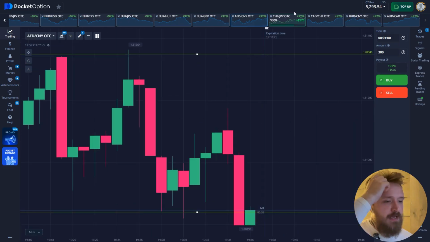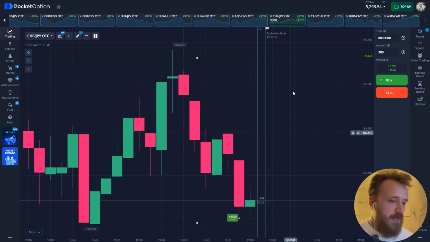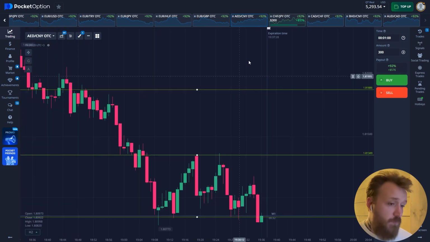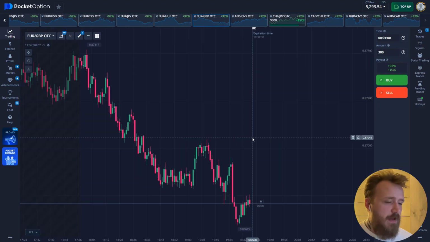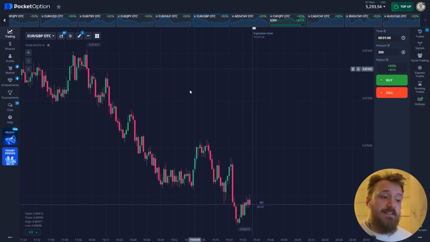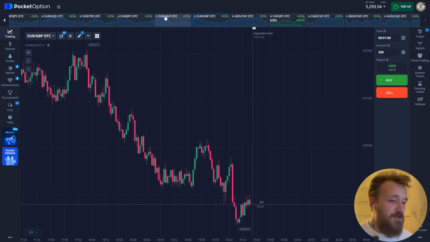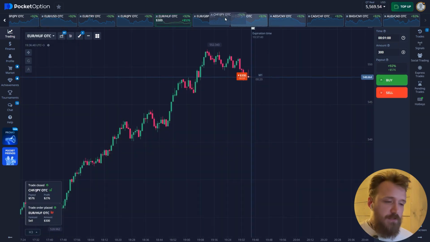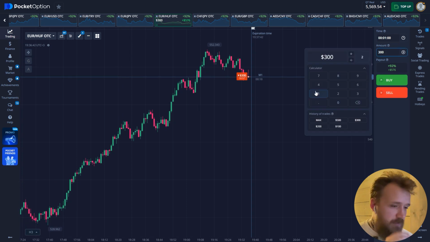Next setup. Everything looks good here for now. We can move on. Let's look at, we already worked here, euro to British pound. Remember, I said you need to rely on your intuition. Well, I don't like it here, but I like it here. Let's try to enter. I entered for 300 completely by accident.